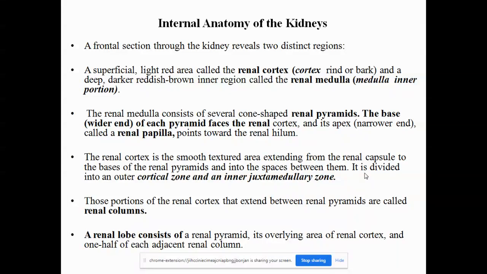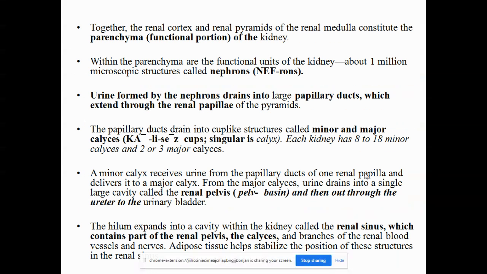What is a renal lobe? It consists of a renal pyramid, its overlying areas of renal cortex, and one half of each adjacent renal column. This is called a renal lobe. Together, the renal cortex and the renal pyramids of the renal medulla constitute the parenchyma, or the functional portion of the kidney.